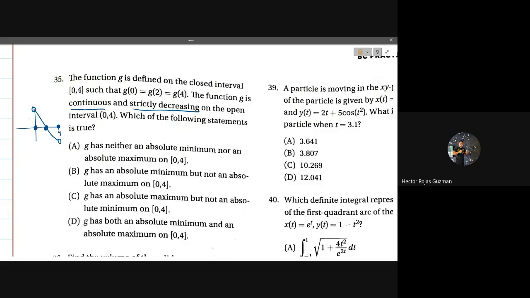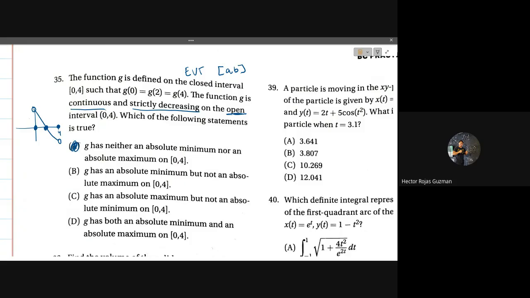This function is decreasing and it's continuous on the open interval from 0 to 4. That's another big word, on the open interval, meaning the endpoints are not included. So which of the following is true? G has neither a minimum or a maximum. Actually, that sounds pretty true. According to the extreme value theorem, if a function is continuous on a closed interval, you are guaranteed to have a maximum or a minimum. But we don't have a closed interval. And by my drawing that I just did, we don't have a max or a min.